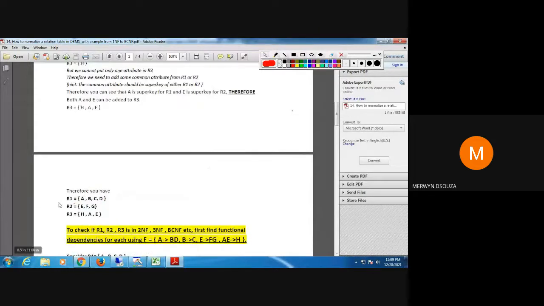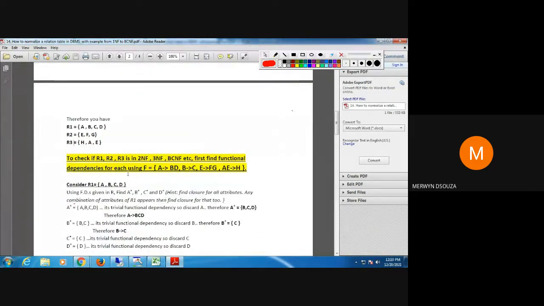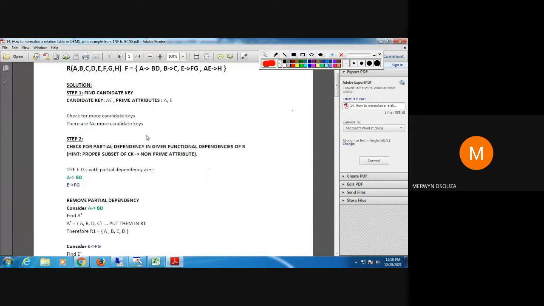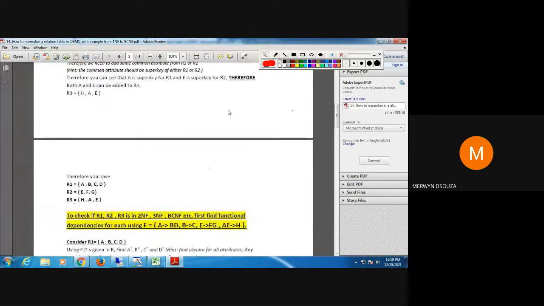So now let's find the functional dependencies. We are going to find functional dependency F1 for R1, F2 for R2, and F3 for R3. So let's start finding. When you're finding F1, F2 and F3, you need to use the functional dependencies that were originally given to you, that is F. Use this F to find F1, F2 and F3.